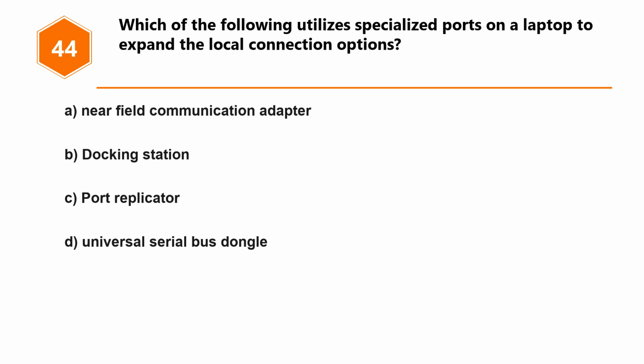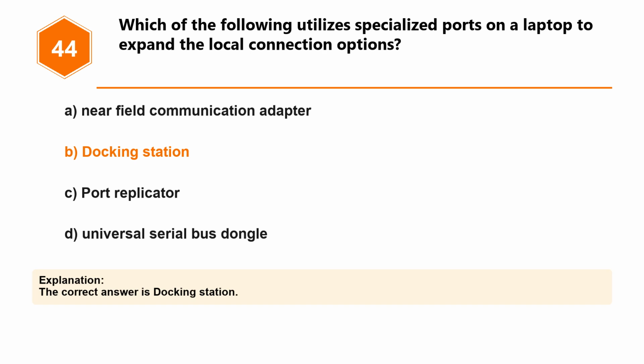Question 44. Which of the following utilizes specialized ports on a laptop to expand the local connection options? Option A, near-field communication adapter. Option B, docking station. Option C, port replicator. Option D, universal serial bus dongle. The correct answer is option B, docking station.